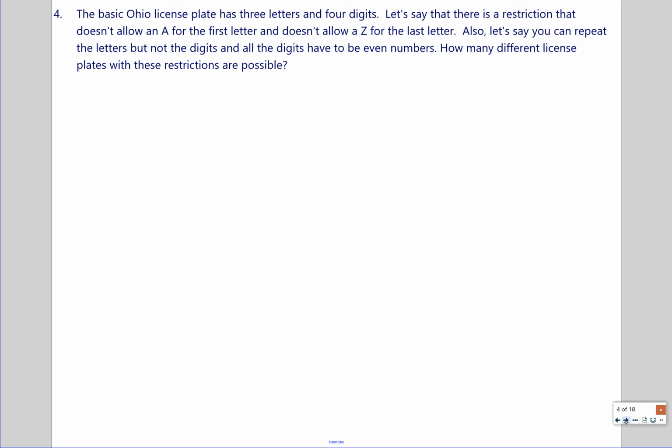Okay, so I'm going to leave my spaces here. I have 3 letters and I have 4 digits. And we've got to figure out for each of these how many options we have. Okay, so it says you can repeat letters. So let's focus on the letters first. The first letter cannot be an A, so how many choices do we have for it? 25.